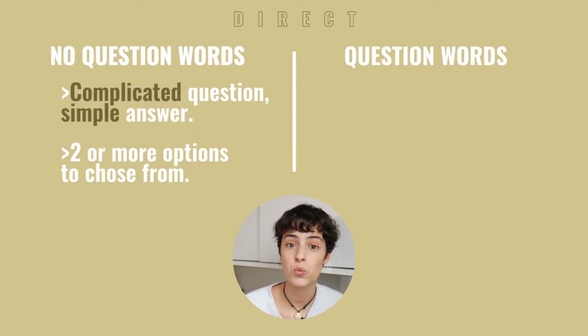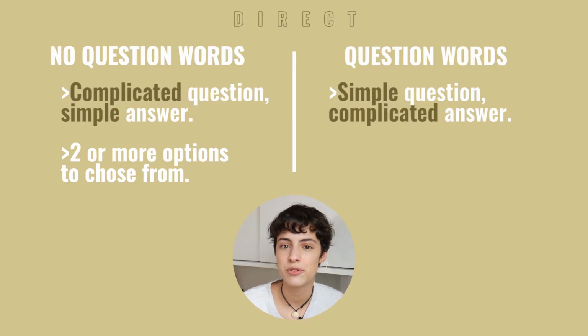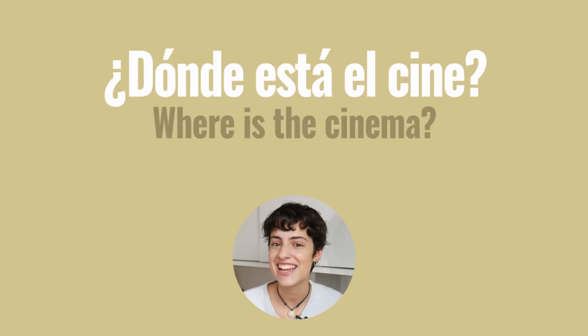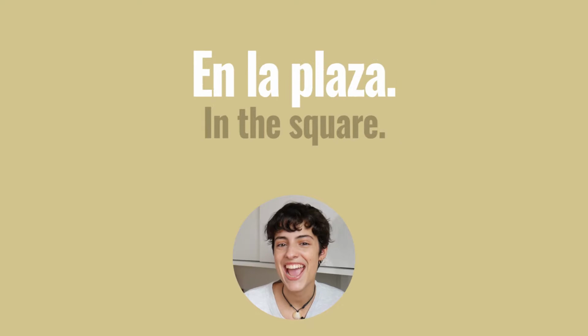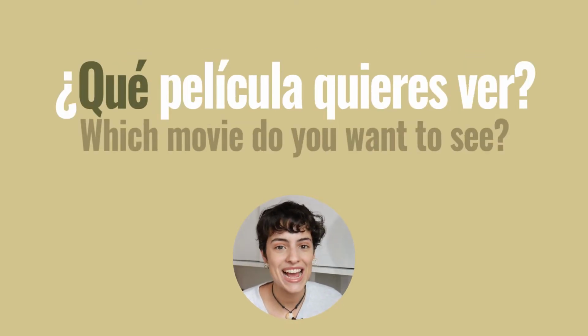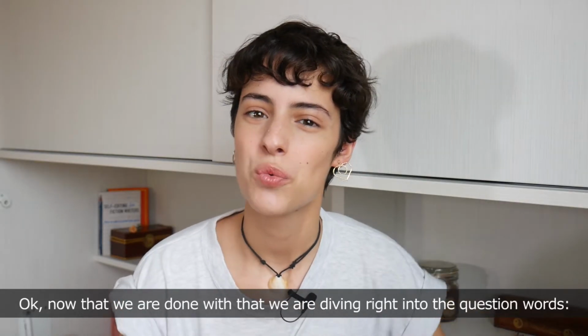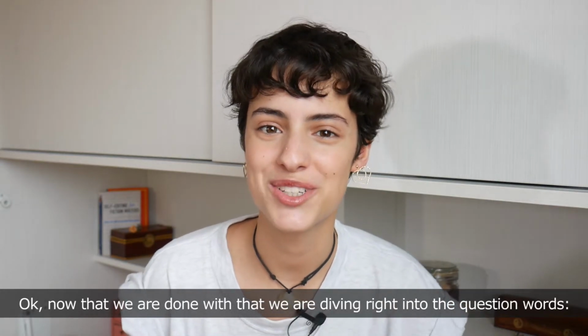The second type, with the question words, is again a short question with an elaborated answer. ¿Dónde está el cine? En la plaza. Question word here, ¿dónde? ¿Qué película quieres ver? Quiero ver Los Increíbles. Okay, now that we are done with that, we are diving right into the question words.